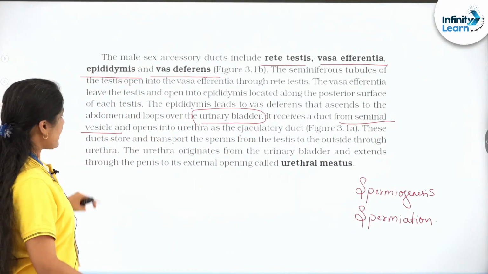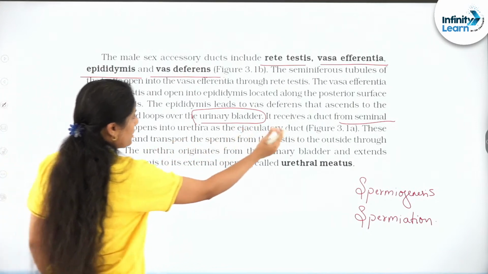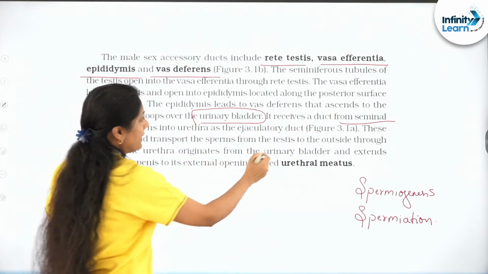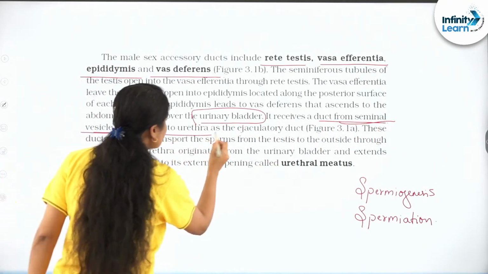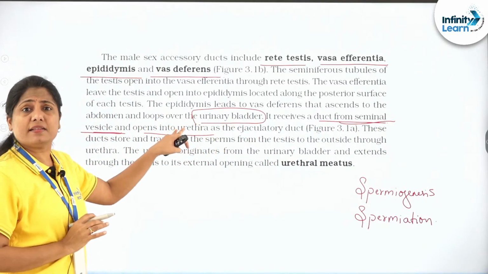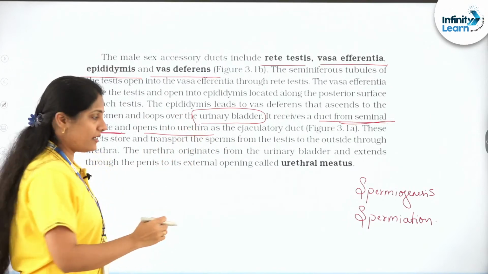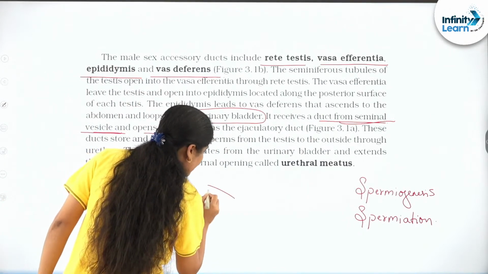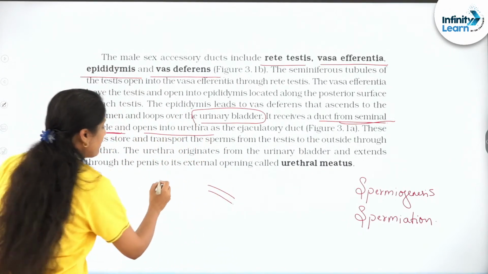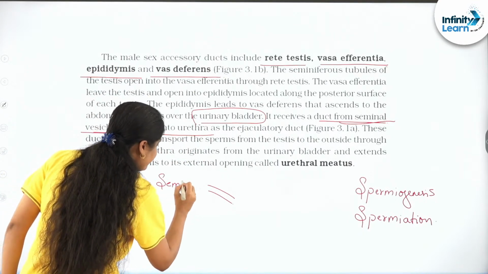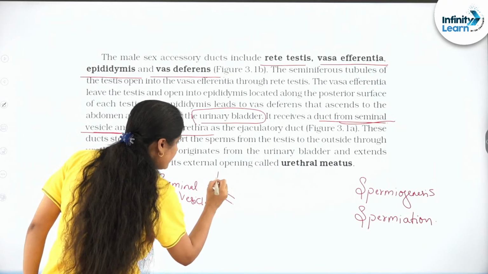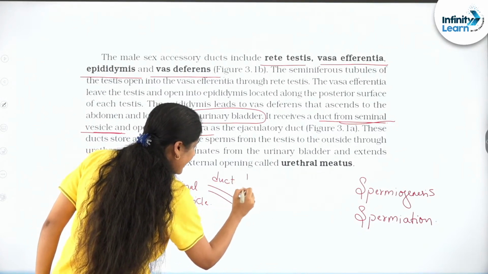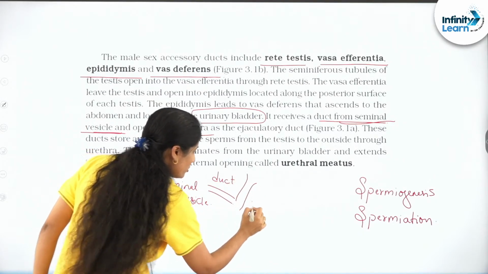And these ducts are the ones that we are talking about. The duct, sorry, we come back there. It receives a duct from the seminal vesicle and opens into the urethra. Understand this sentence very, very clearly, right? So there is a duct that's coming from the seminal vesicle, right? This is the duct of the seminal vesicle, and there is this vas deferens also that's coming.